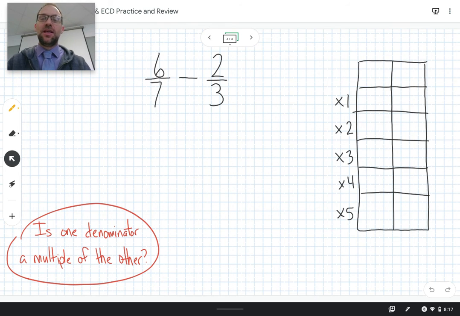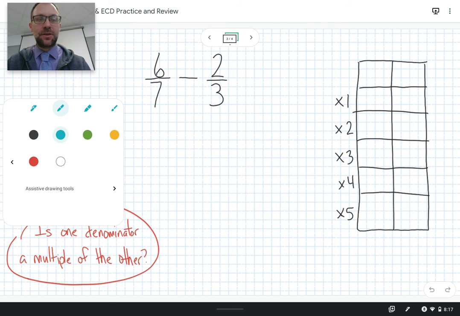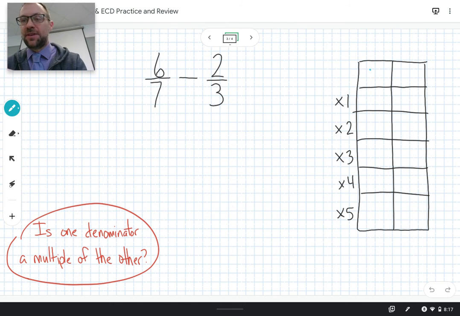Let's find the lowest common multiple of 7 and 3. So I'll use blue. We'll write 7 here in the first column and 3 in the second. And let's start finding some multiples. 7 times 1 is 7. 7 times 2 is 14. 7 times 3 is 21. Let's stop there and shift over to 3. 3 times 1 is 3. 3 times 2 is 6. 3 times 3 is 9.